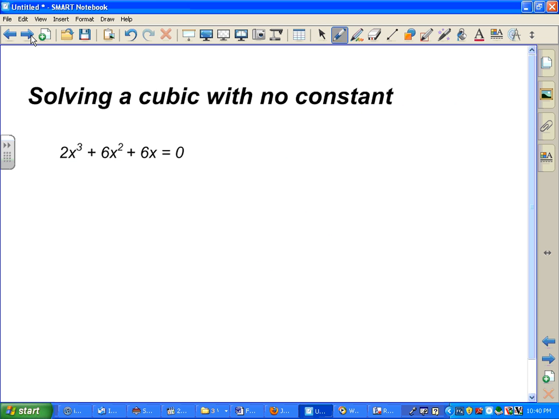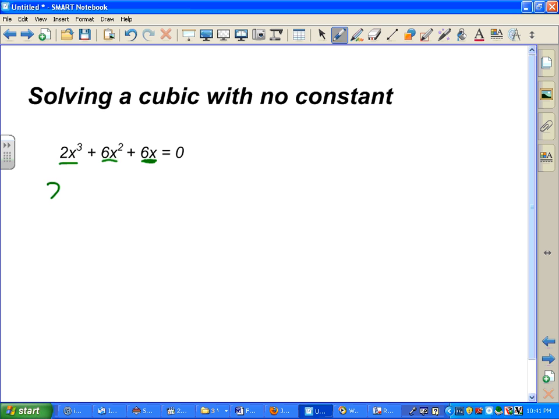Okay, here we go. Solving a cubic with no constant. Now we all know the constant is the number at the end. We don't have one. This is plus 0. There's no constant there. So the first thing you're looking for when you solve any of these equations is, can I factor anything out? Can I factor anything out? And in this case, is there anything common in all three of these terms? There's a 2x here. I can factor a 2x out of this and a 2x out of this one.